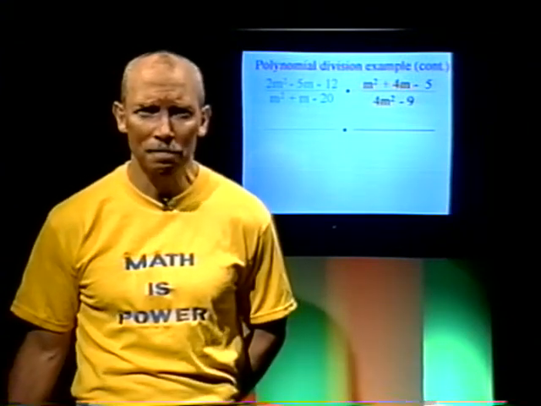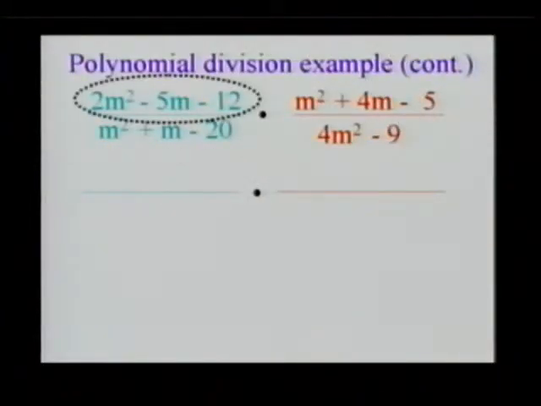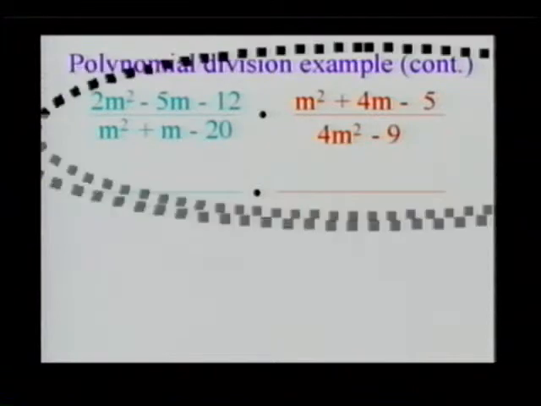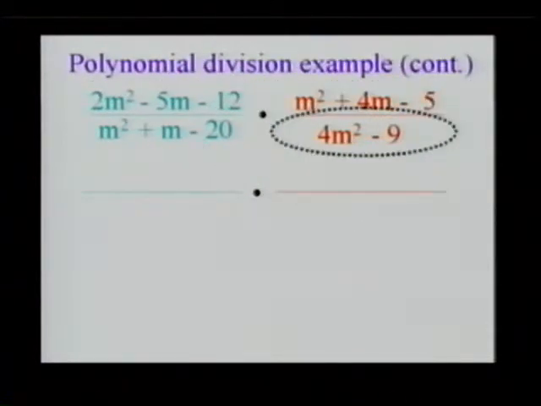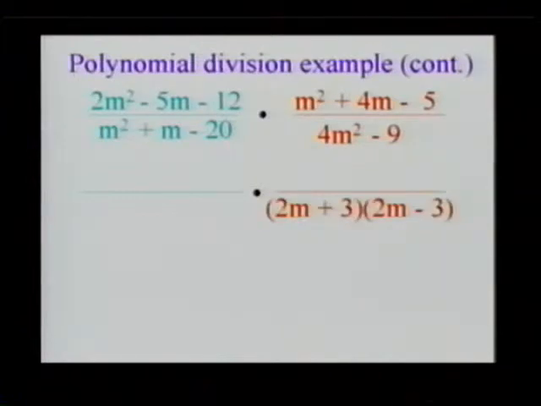Let's take a look. I don't know about that one. Oh, wait a minute. No, I don't think that's the easiest. That's pretty easy. That's a difference of 2 squares. I think I'll go with that one. Okay? Remember the difference of 2 squares? 2m plus 3, 2m minus 3.